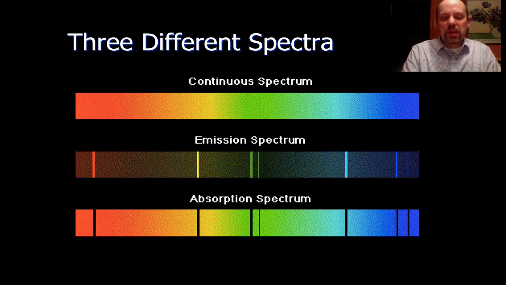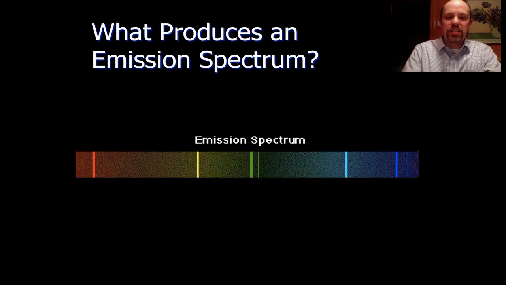In the absorption spectrum, it's the opposite. All the colors are there except a few. Just some colors are missing. And notice it's the same colors that I had in the previous one. Whatever chemical is making the emission spectrum in the middle here, the same chemical would make the absorption spectrum, but it does it under different conditions. It's the same pattern, so it's the same chemical, but it's under different conditions. So let's see what those conditions are.